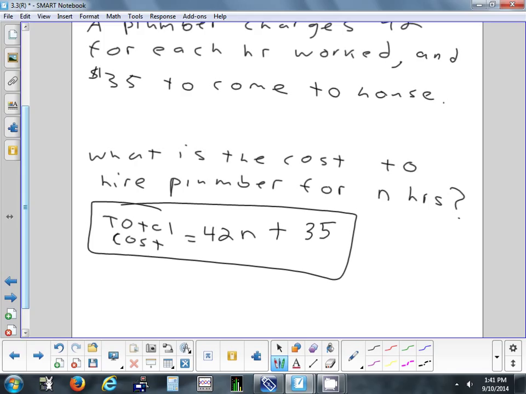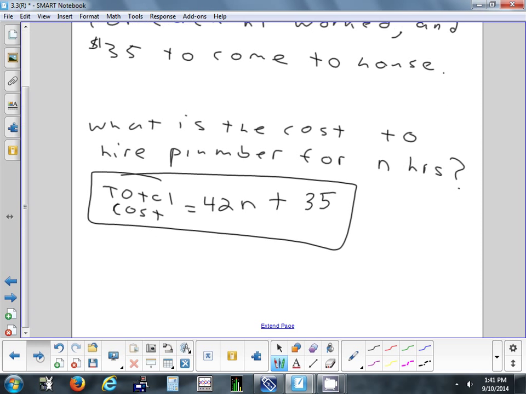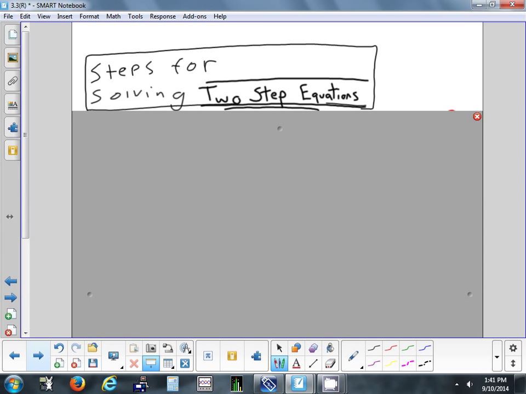What I'm going to do in the problem is tell you the cost for the plumber was $150. How long was the plumber at the house? Well, if you know the cost was $150, you fill it in on the left-hand side, 150, and then you've got to solve for n. But it's going to be 2 steps. So before we solve a problem like that, we're going to show you the steps to do that. So the steps for solving two-step equations.